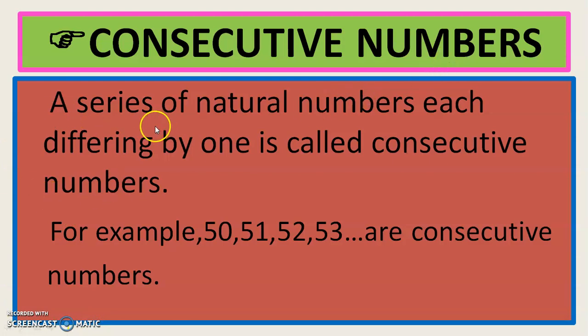Consecutive numbers. A series of natural numbers, each differing by 1, is called consecutive numbers. For example, 50, 51, 52, 53, etc. are consecutive numbers. Here you see 51 minus 50, you will get 1. 52 minus 51, you will get 1. So these are consecutive numbers.